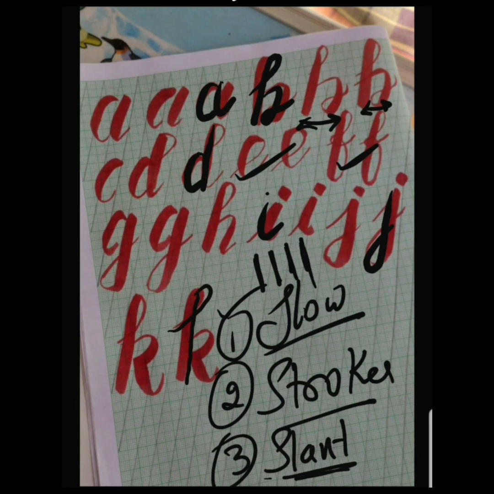Understand a thin stroke and a thick stroke as well. These play a very, very major role in the beautification of the brush calligraphy.